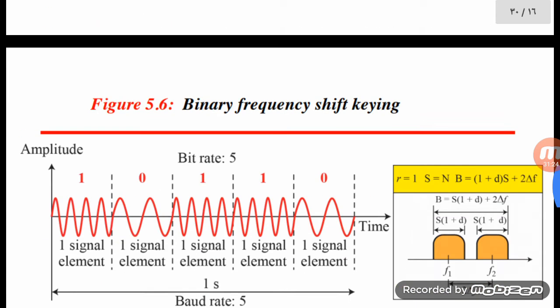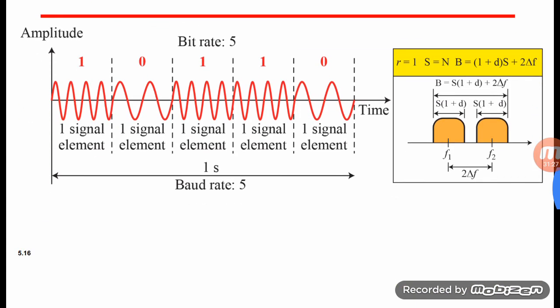So it's very easy. The idea is simple: if a bit 1 comes, I send the signal with a frequency, let's suppose 100 kilohertz. When a bit 0 comes, I send the signal with a frequency, let's suppose 50 kilohertz. Right? So for 1, I am using a high frequency, and for 0, I am using a low frequency. And this is how it looks.